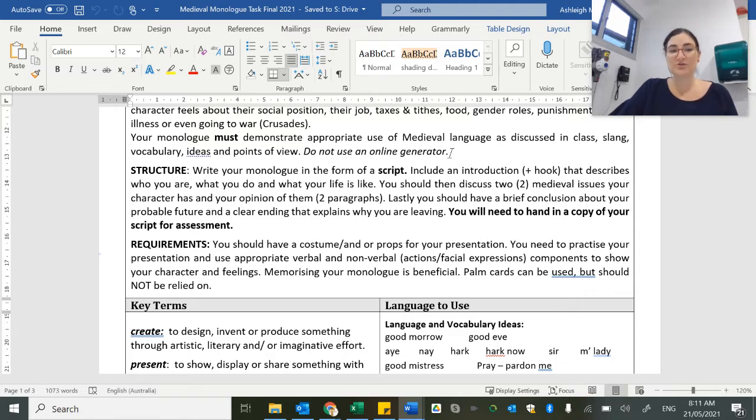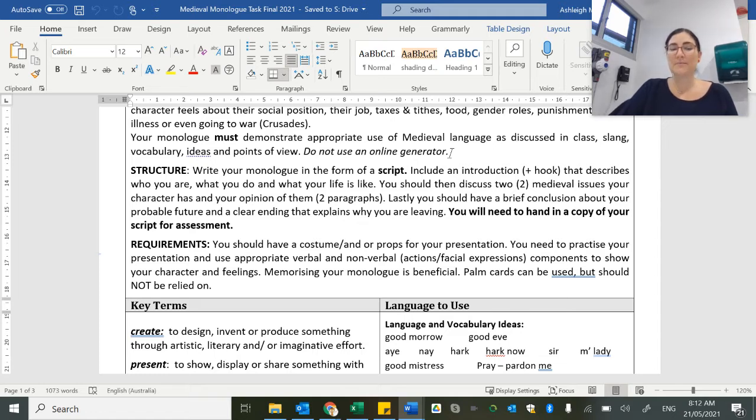You need to practice your monologue and make sure you've got appropriate verbal and non-verbal components. So you've got facial expressions, you've got actions, you've got good tone in your voice, you've got eye contact. You know your monologue without having to rely on your palm cards. If you just stand up and read from your palm cards, unlikely that you're going to pass.